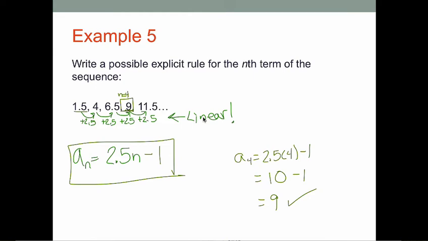So when you find that it's linear, first thing you need to do is take that constant rate of change, that first difference, or how you're jumping from one number to the next, and that's your slope. That's your number you're going to multiply by n. From there, it's a little bit of trial and error to figure out what you're adding or subtracting from that to get your actual numbers within the sequence.